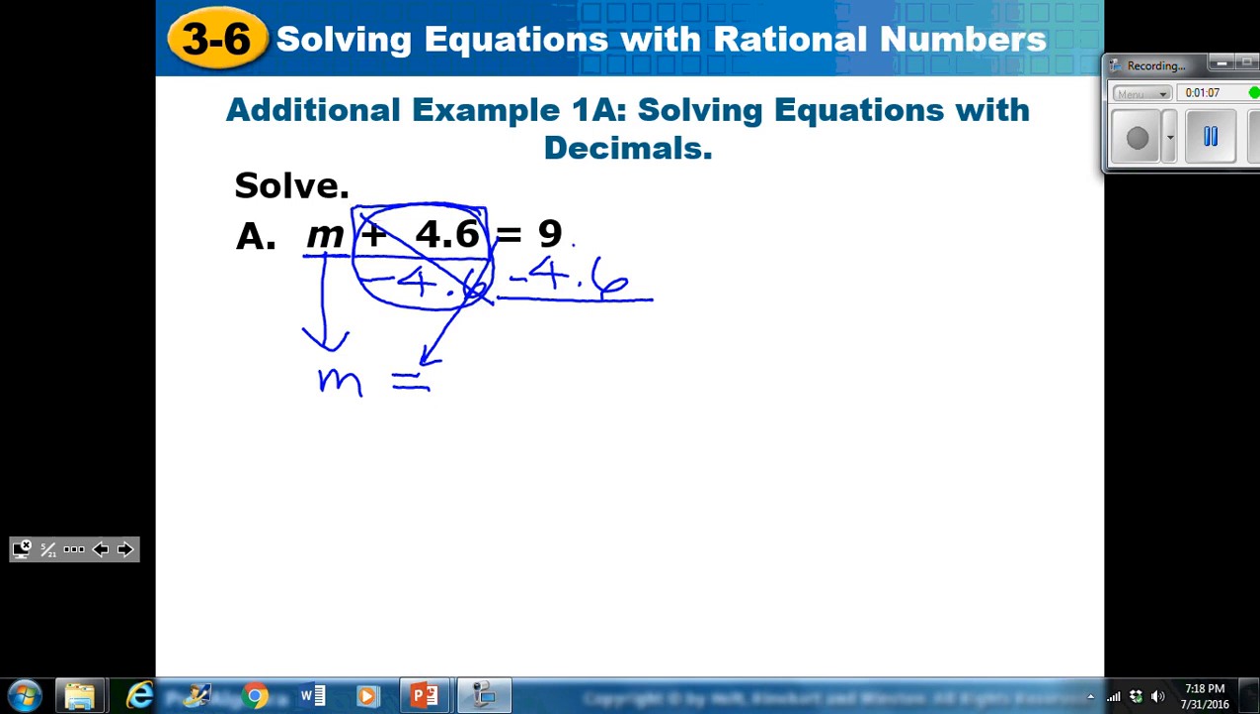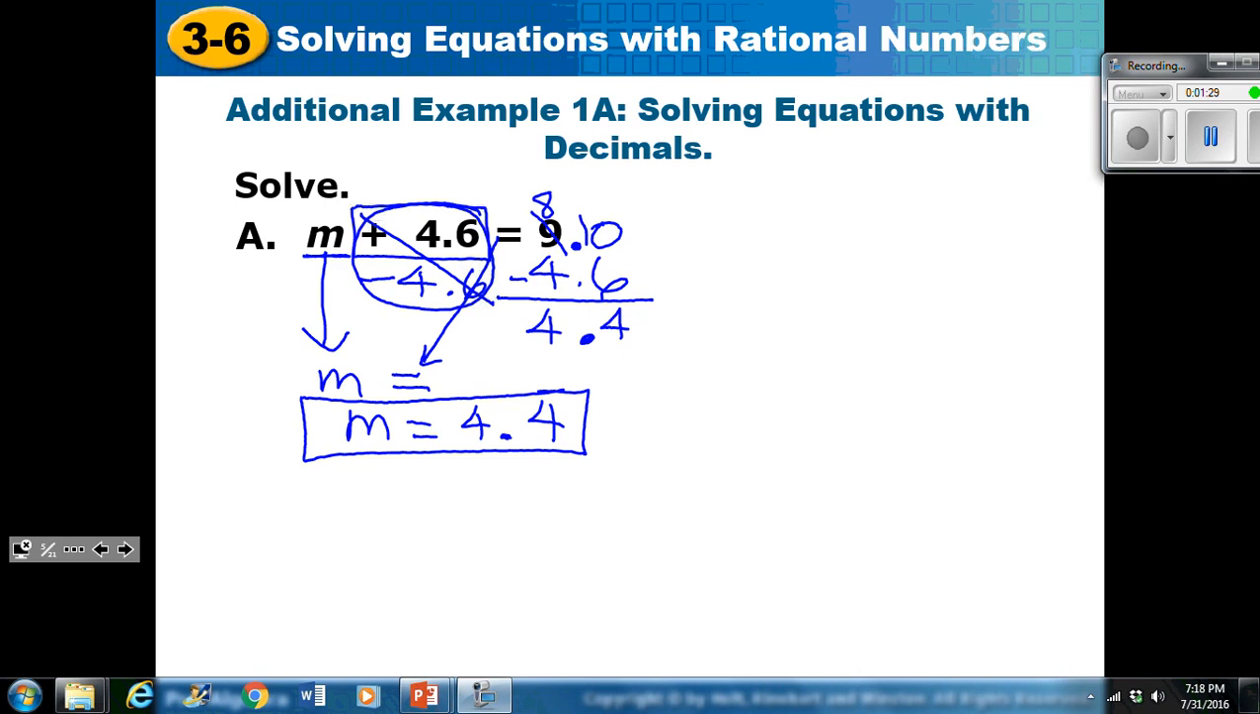In order to do that subtraction, we're going to add that decimal point and this 0. We can't do 0 minus 6, so we're going to do some borrowing. 10 minus 6 is 4. Bring down your decimal point in that same spot. 8 minus 4 is 4, so our answer is m equals 4.4.